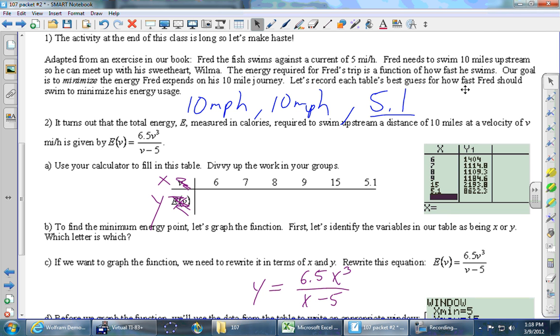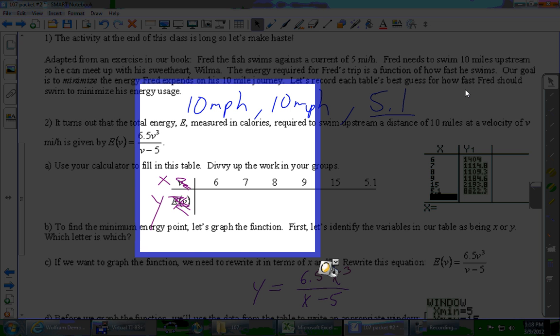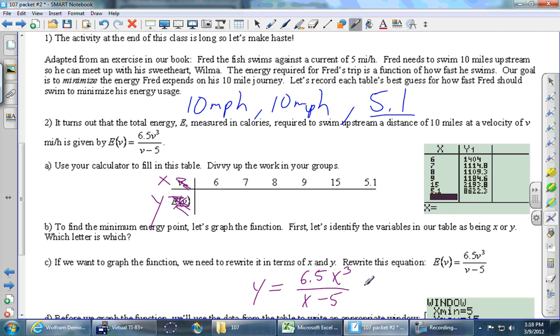And so we ended up looking at this function here. And it turned out that if v is the velocity, then that function tells you how much energy he burns in making the trip. And so we saw that, for example, if he goes at 6 miles an hour, then he will burn 1,404 calories in the whole trip.